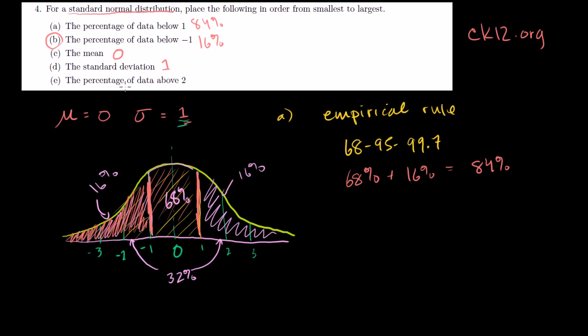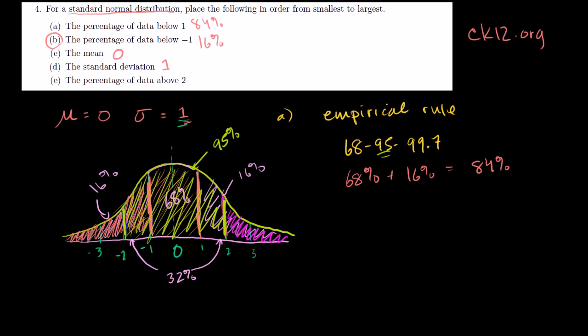Part E, the percentage of data above 2. So they want the percentage of data above 2. We know from the 68, 95, 99.7 rule that if we want to know how much data is within 2 standard deviations, so let me do it in a new color, a more vibrant color, green. If we're looking from this point to this point, it's within 2 standard deviations, right? The standard deviation here is 1. If we're looking within 2 standard deviations, that whole area right there by the empirical rule is 95%.